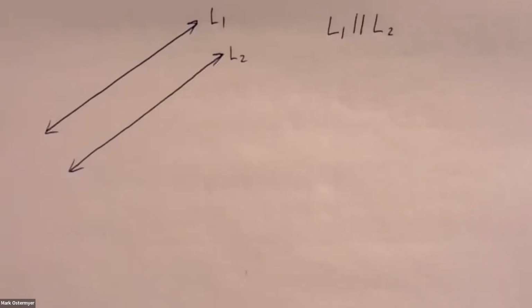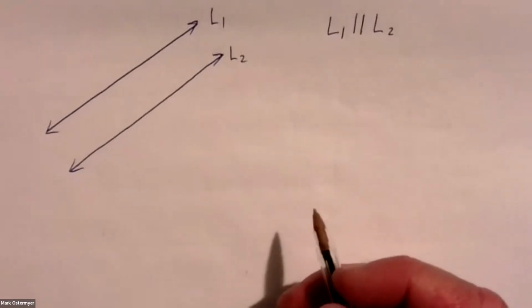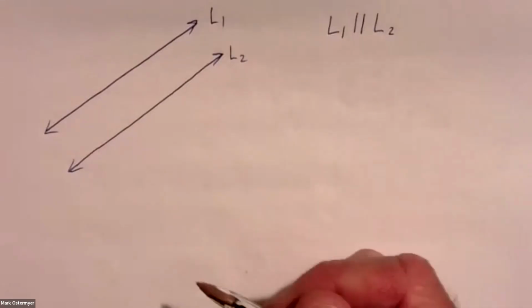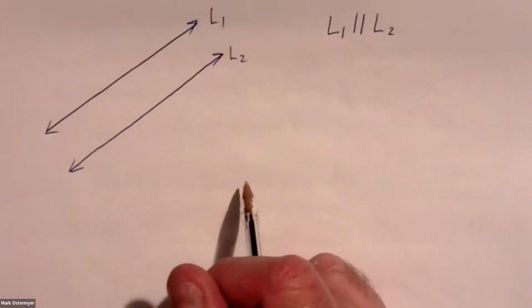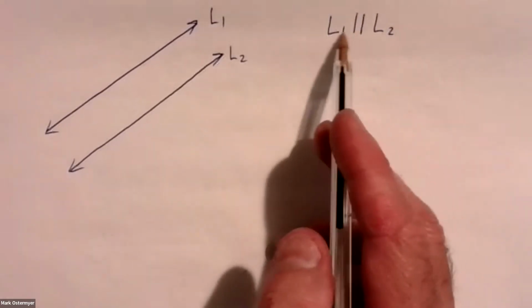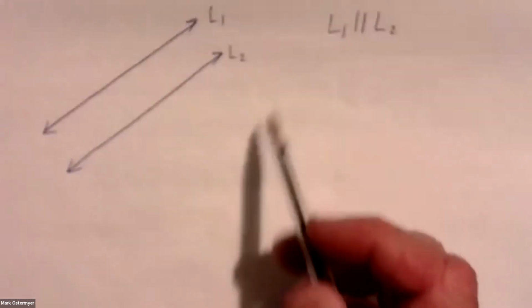All right, ladies and gentlemen, parallel lines are lines that never what? Never intersect. Do you agree? In the plane. They'll never cross each other. They'll never touch each other. Suppose these lines are parallel. This is the symbolic way of denoting this, instead of writing the word parallel.